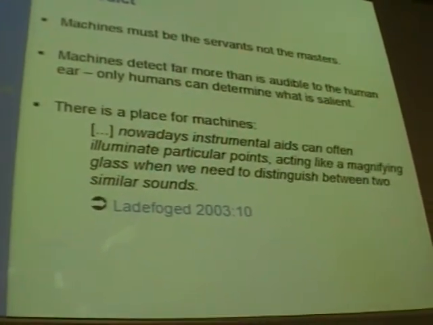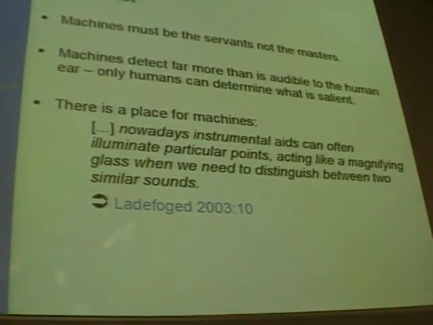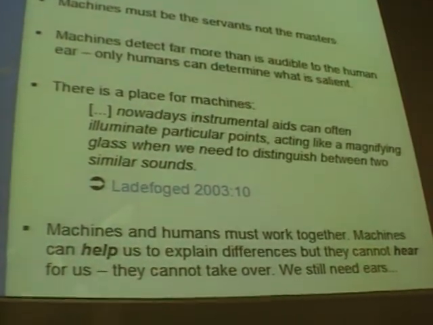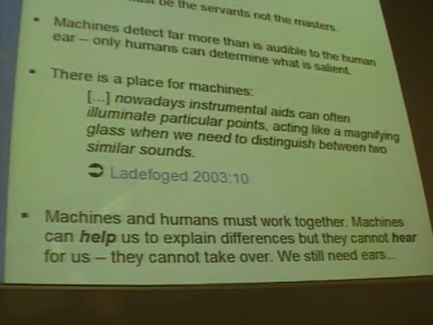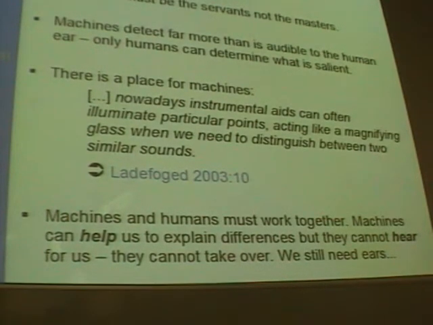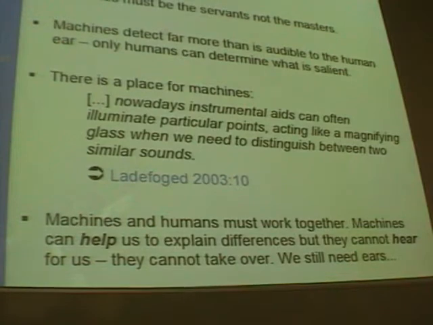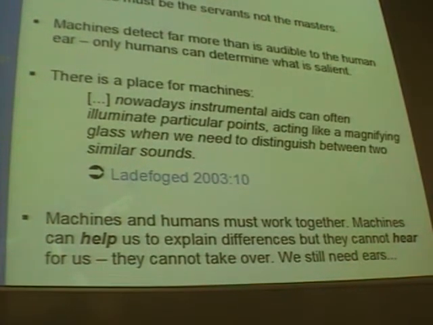They can often illuminate particular points, as Peter Ladefoged said. Machines and humans then need to work together. Machines can help. They can help to explain differences. They can even, as we've seen, help in learning and acquiring new sounds, but they cannot hear and they cannot produce sounds for us. They cannot take over. And in the present context, we still need our ears.